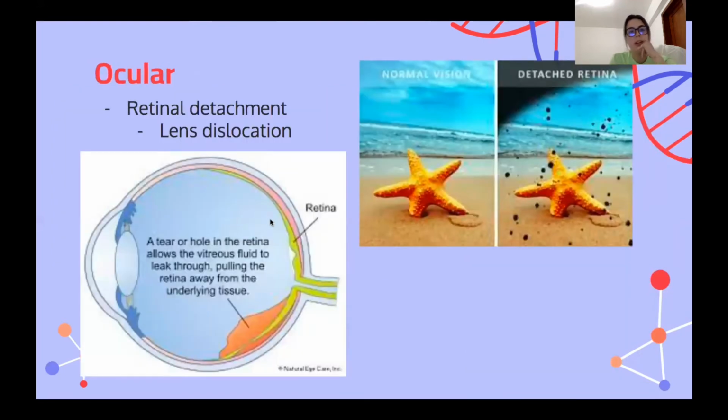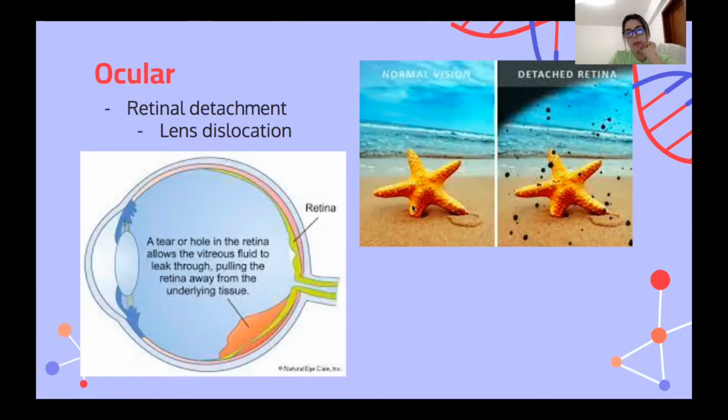So now we're going to look at the ocular clinical features. The most important when it comes to Marfan syndrome is retinal detachment, which is also known as lens dislocation. On this picture to the left, at the bottom right, we can see where the lens is being dislocated from the retina.